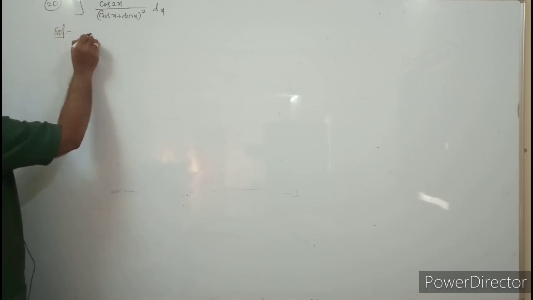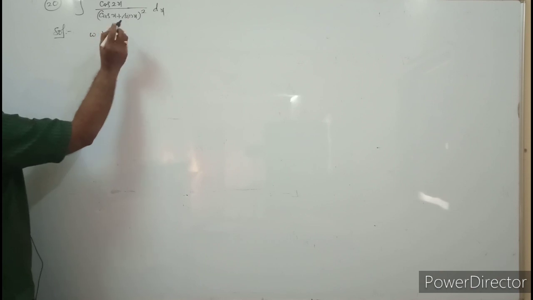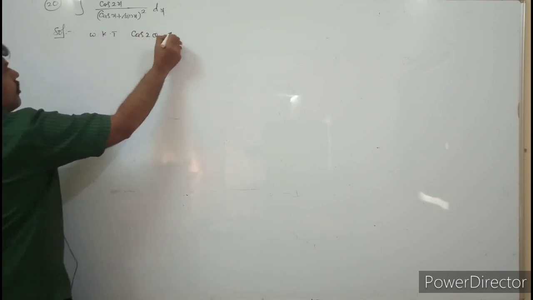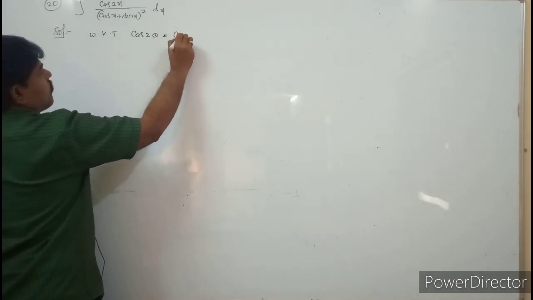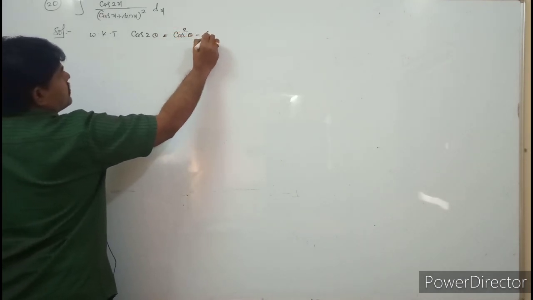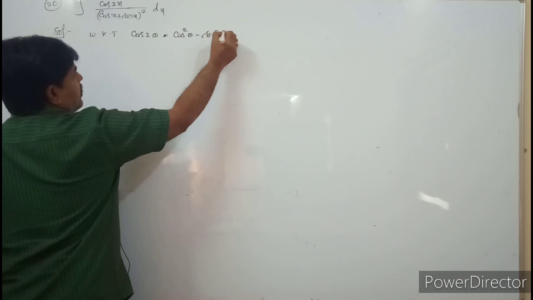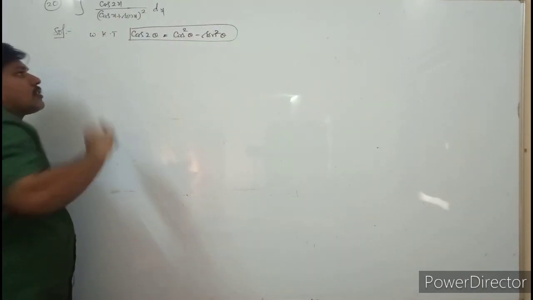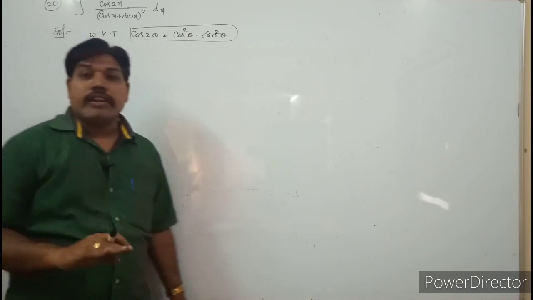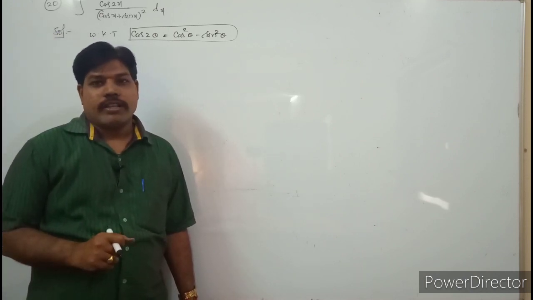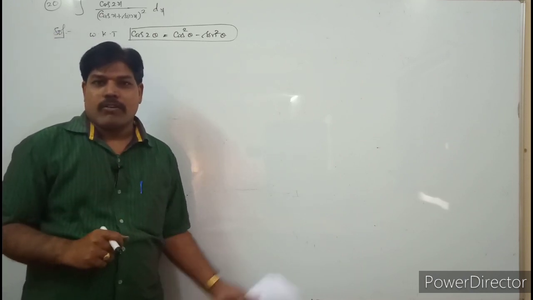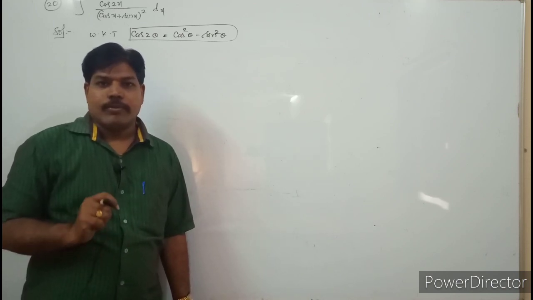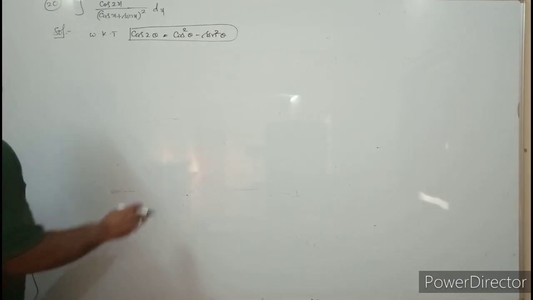So already we know the cos 2 theta formula: cos square theta minus sin square theta. Cos 2 theta has one more formula, but I will use this formula, cos square theta minus sin square theta, in this problem. Okay, so see that one.